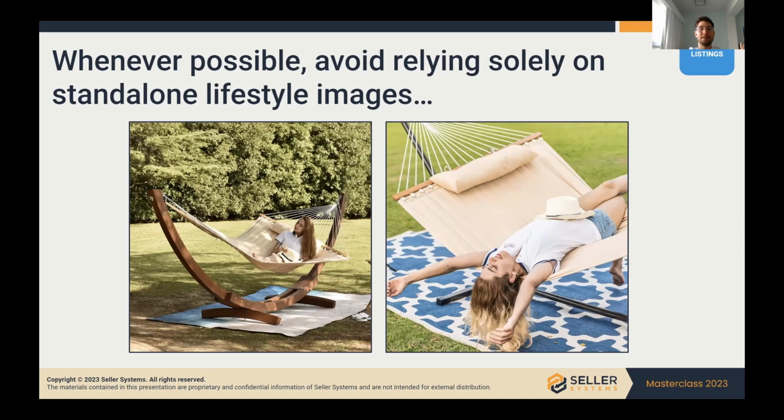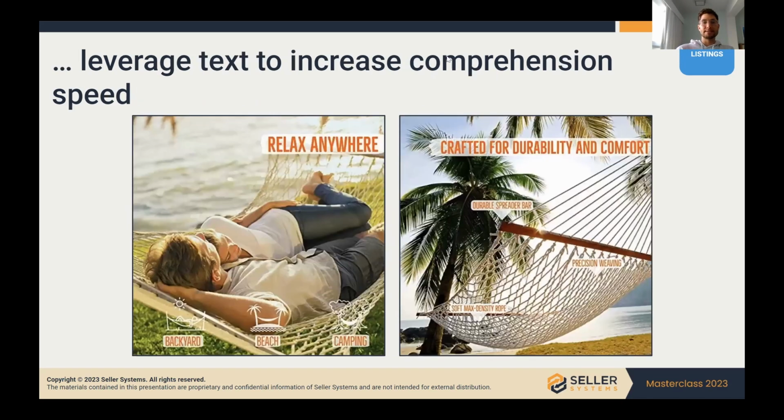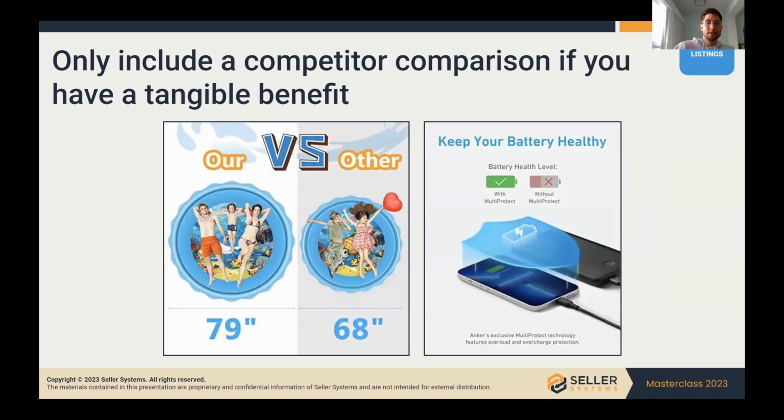If I were to show this image here to someone who has no knowledge of the product, who's never seen this product before, they might be very confused, right? They might look at this and be like, I don't know, is this an ad for a hammock? Is it an ad for a dating site? Who knows, right? So what we can do to make the lifestyle images a little more effective is leverage text. You can still have really beautiful lifestyle images, but just add a little bit of text and it's going to increase that speed of comprehension, right? And the hypothesis is as you have a higher speed of comprehension, you're going to have a higher conversion rate.